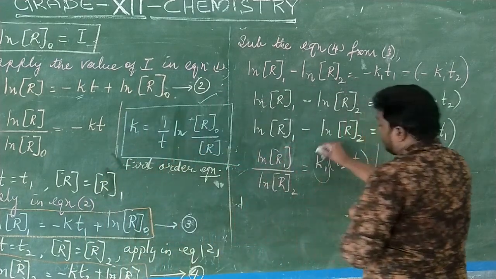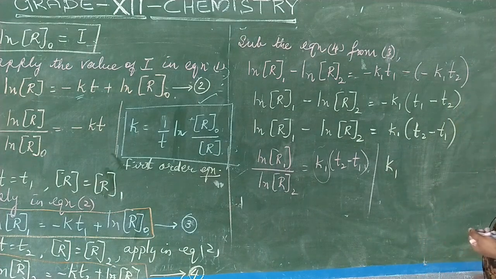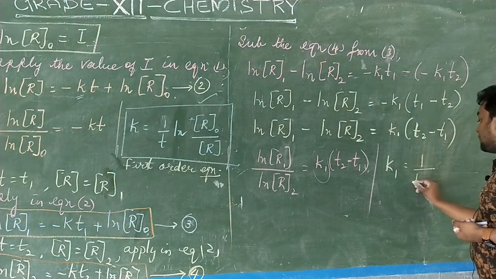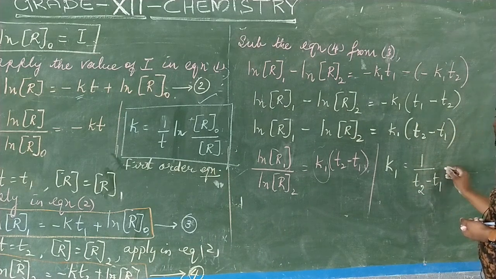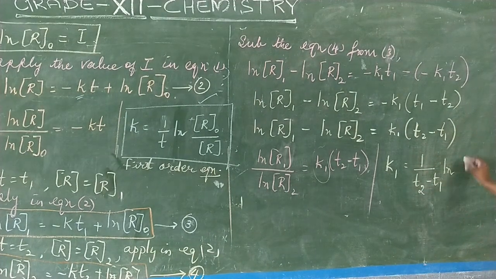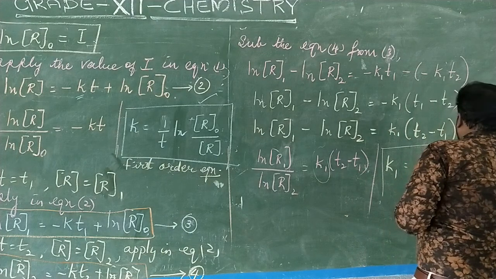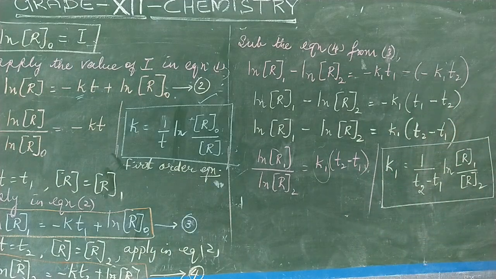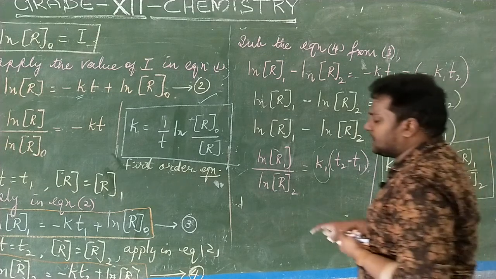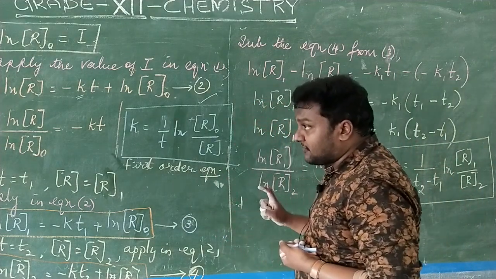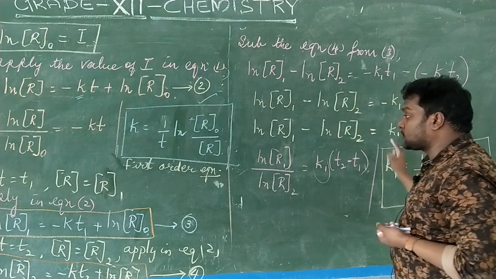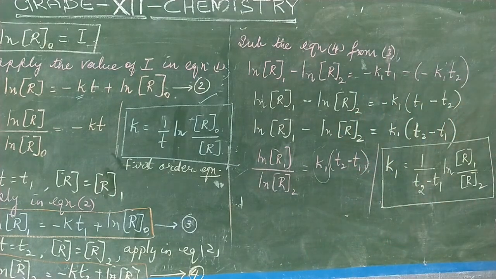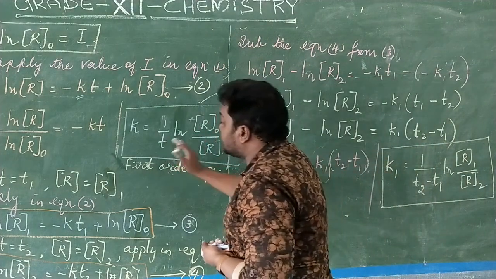We have to find out the rate constant of first order kinetics. Therefore K1 will be equal to 1 by T2 minus T1 into the logarithmic value of concentration of R1 divided by concentration of R2. Concentration of R1 divided by what? Concentration of R2. So this is the overall equation of first order kinetics. Now, T is equal to T1, concentration of R is equal to concentration of R1, T2, R2. If I substitute, I will get the expression like this. If I stop here, I will get this equation alone.